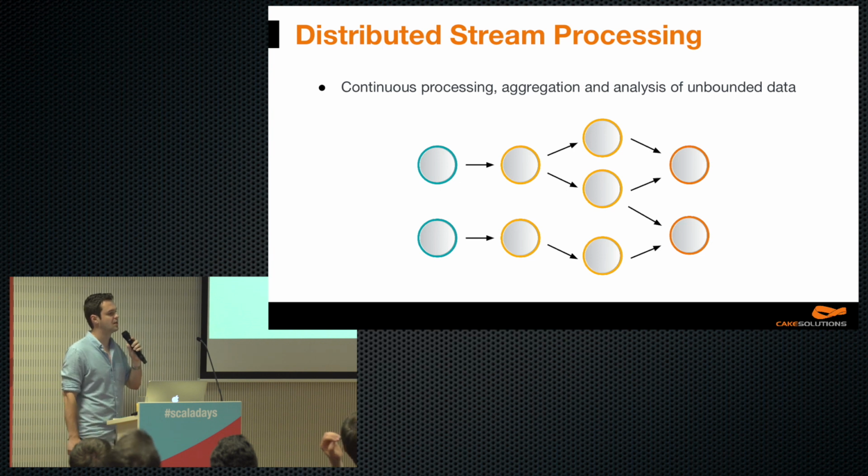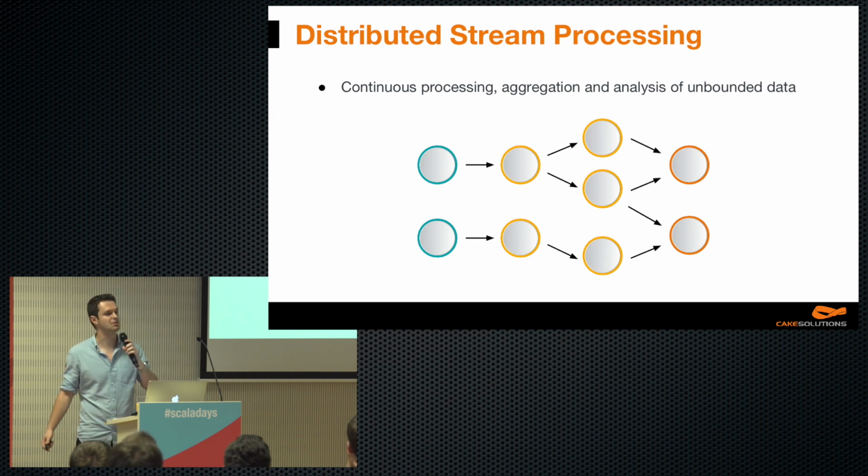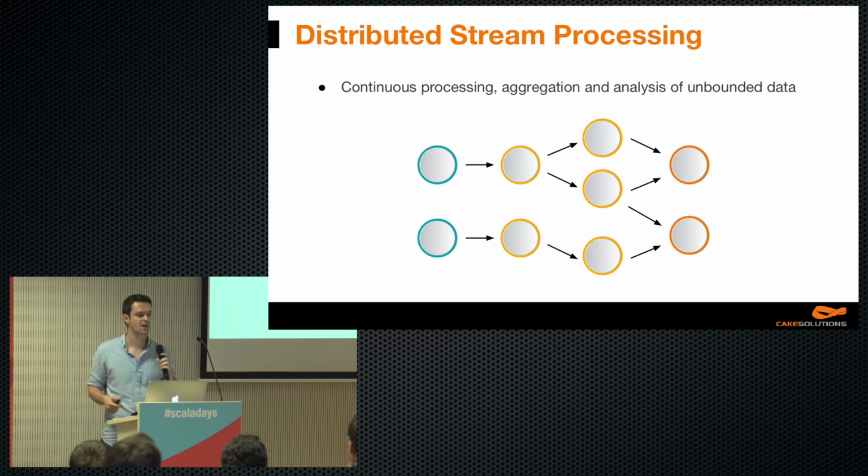And as you suspect, distributed stream processing is continuous processing, aggregation, and analysis of unbounded data. It is a general computational model like MapReduce, but we expect our latencies in milliseconds or seconds. These systems are usually modeled as directed acyclic graphs, DAGs. A DAG is a graphical representation of a chain of tasks, and we use it for the description of the topology.